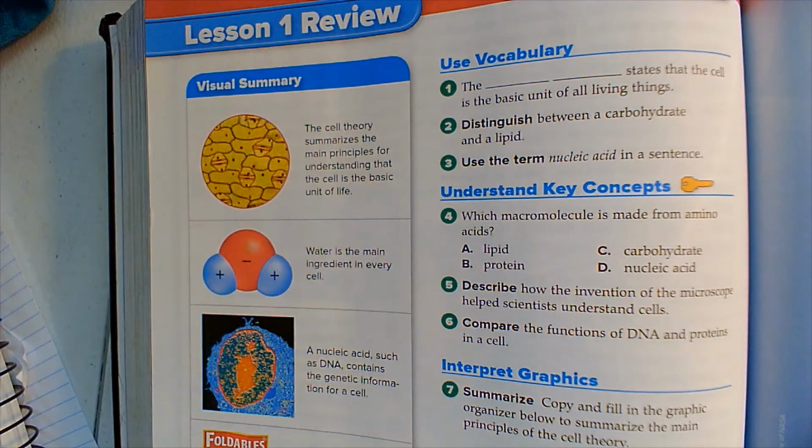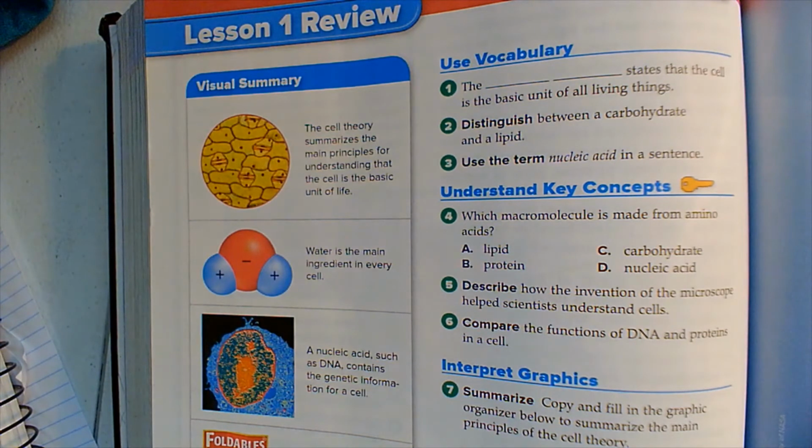Number 2, distinguish between a carbohydrate and a lipid. Well, carbohydrates are sugars that store energy. They're made up of a chain of sugars. They provide structural support and they're needed for communication. But lipids are fats. They are not soluble in water and they act as a protective barrier in the cells.